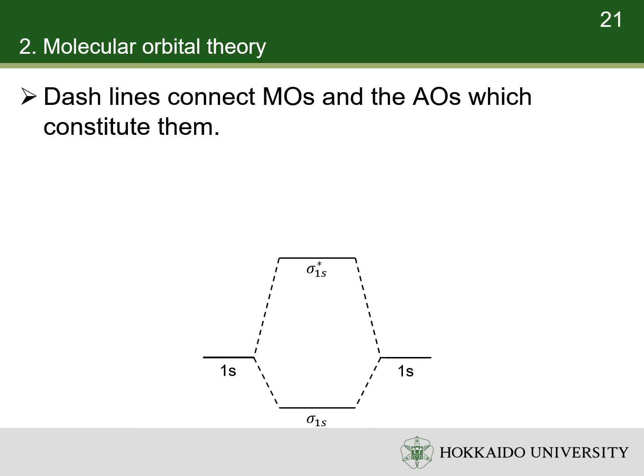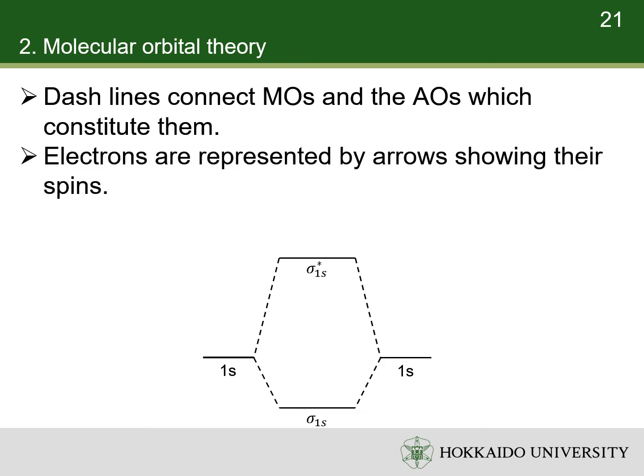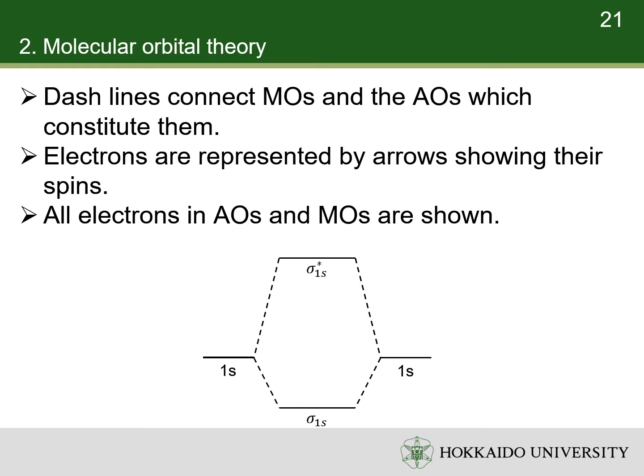The dashed lines connect the molecular orbitals and the atomic orbitals which constitute them. Electrons are represented by arrows showing their spins. All the electrons in the atomic orbitals and the molecular orbitals are shown.